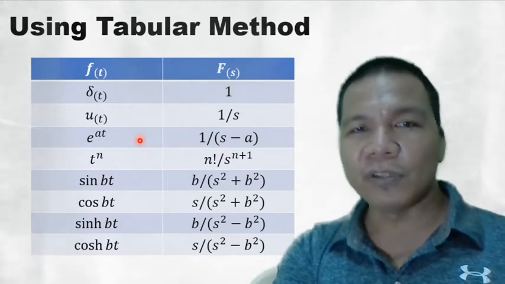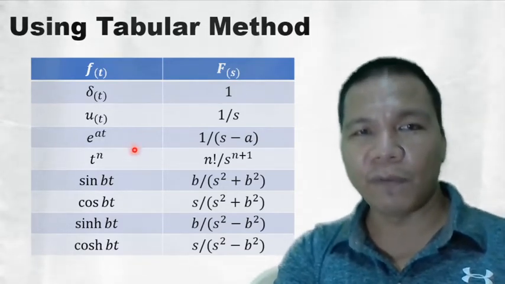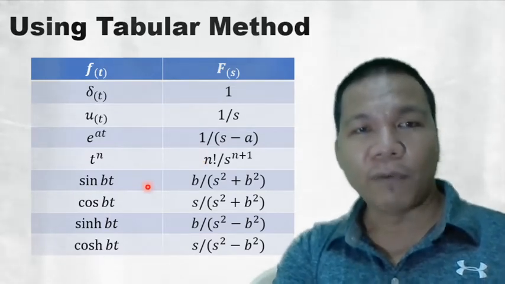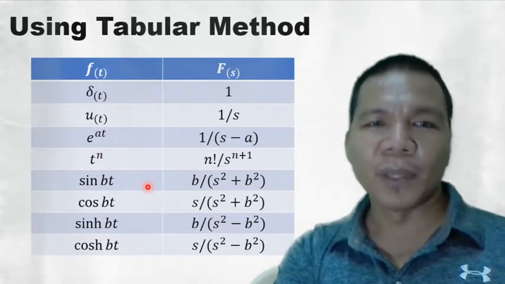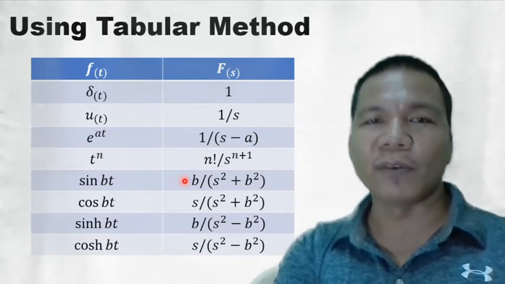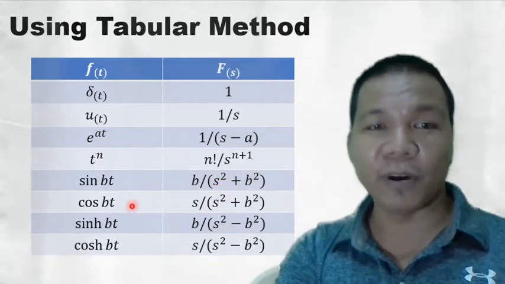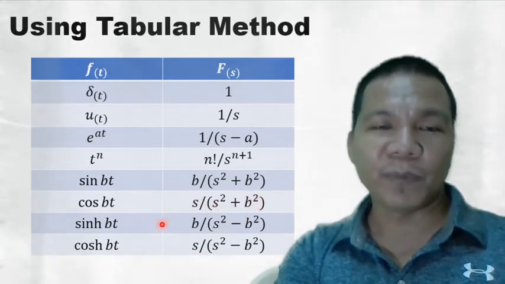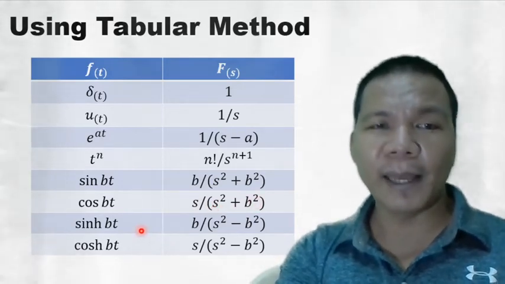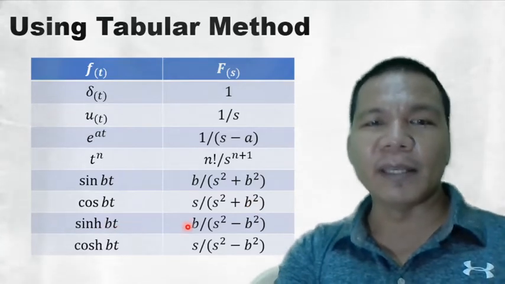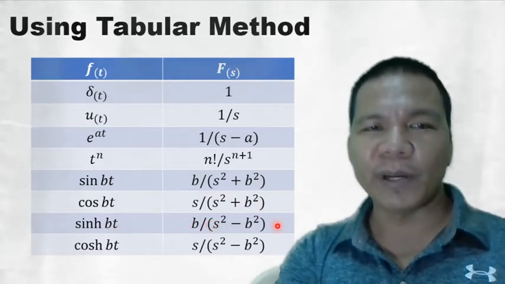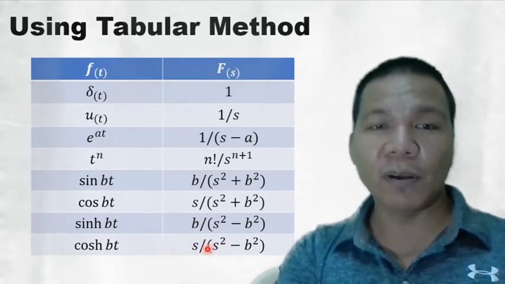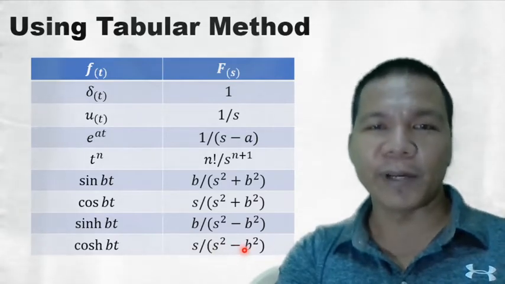For the exponential function, that is 1 all over s minus 1. For t raised to n, that is n factorial all over s raised to n plus 1. For sinusoidal function, let's say sine bt is equal to b all over s squared plus b squared. For cosine bt, that is s all over s squared plus b squared. Now for the hyperbolic functions, like sine hyperbolic bt, that is b all over s squared minus b squared. And for the hyperbolic cosine function of bt, that is s all over s squared minus b squared.